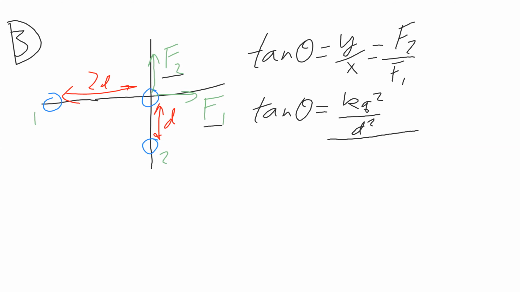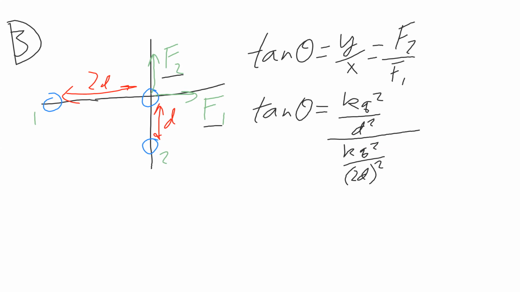Okay, so that's F2. Now that's all going to be over F1. What are we going to have for F1? It's going to be, again, kq squared on top over the distance. What is our distance for F1? For F1, it's this distance 2d. So I need to have that whole 2d squared, which means that the 2 is also going to square.